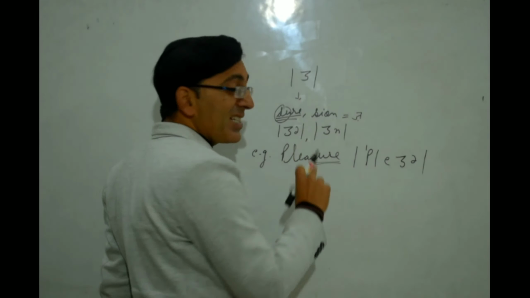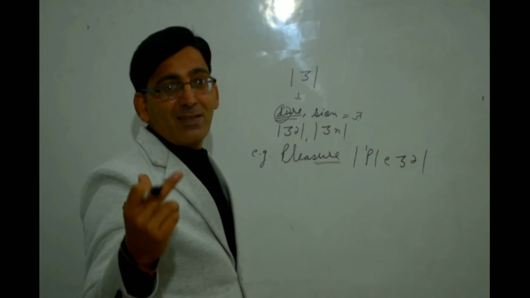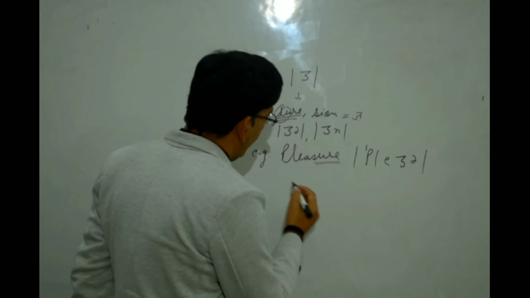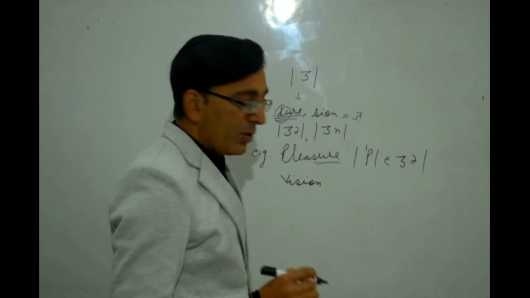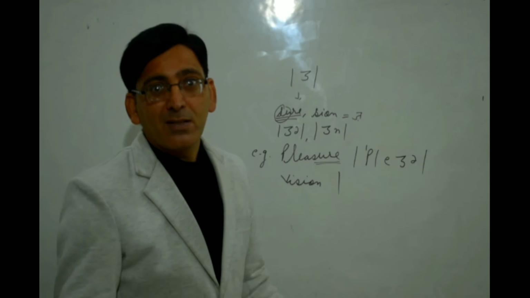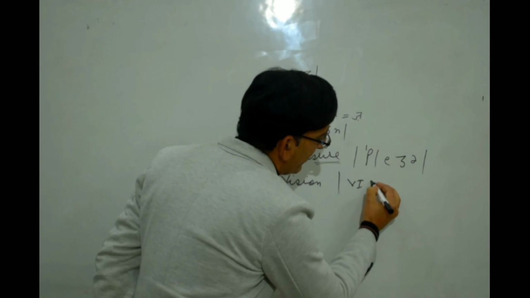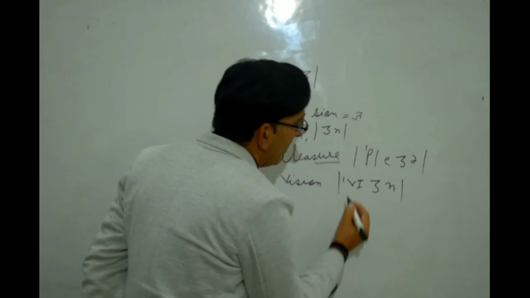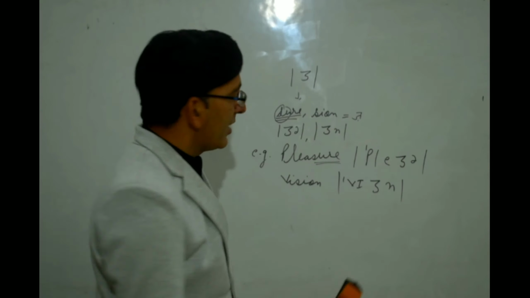Then again S-I-O-N, when it gives the sound of Z. For example, V-I-S-I-O-N. So how do you pronounce this word? This word is pronounced as vision. Vision. It's not vision, it's a vision. So this is where we can use it.